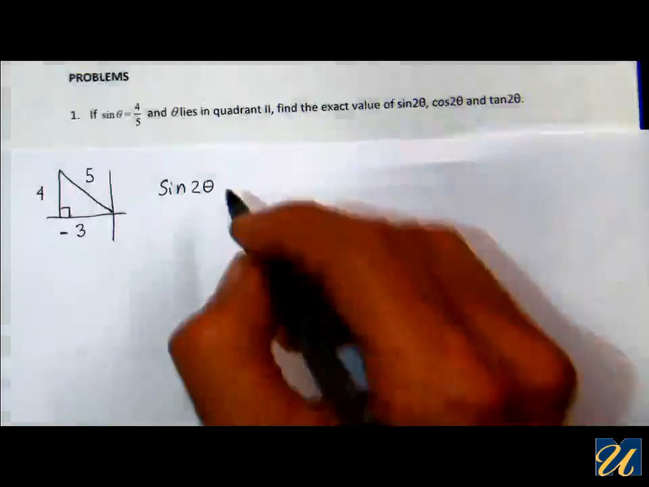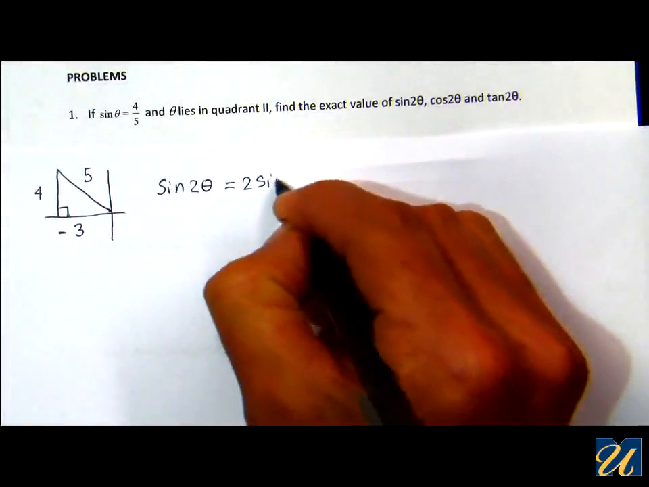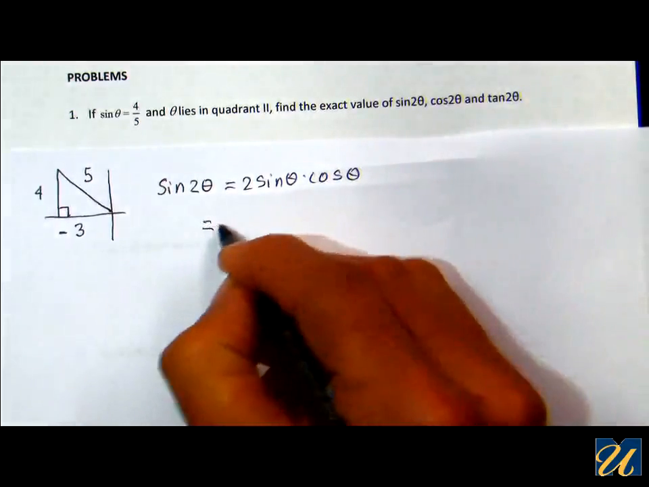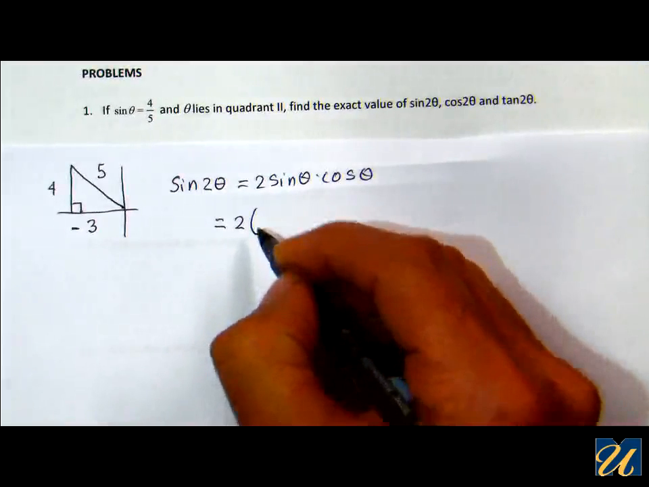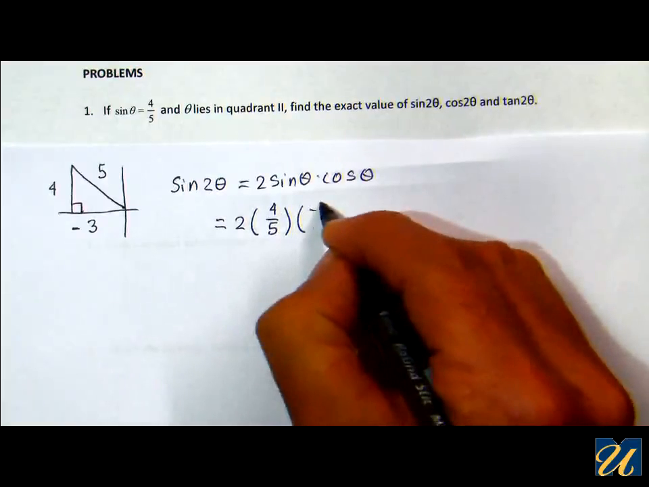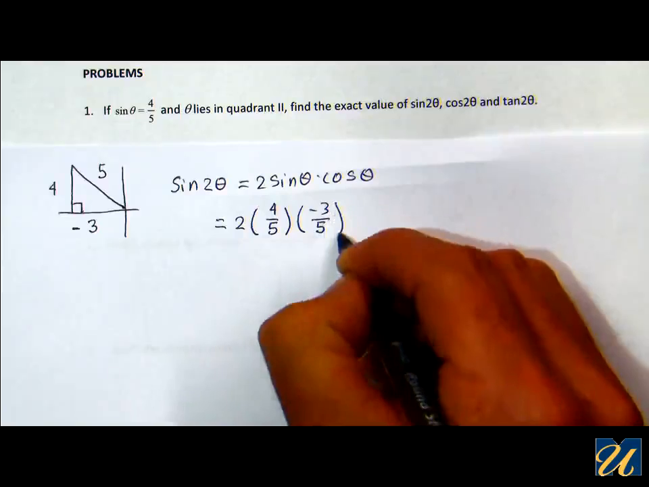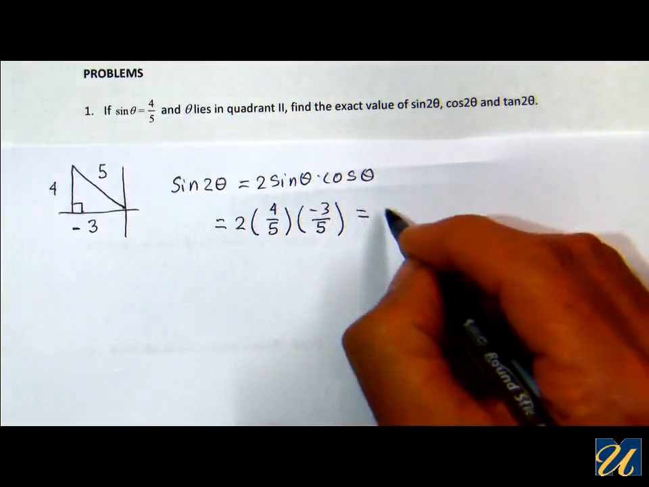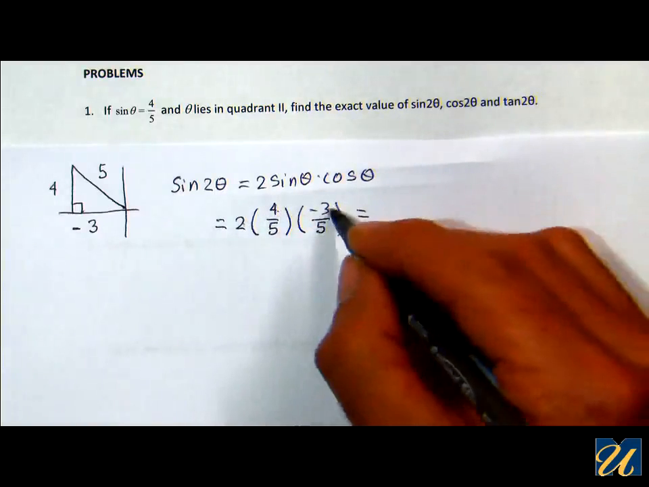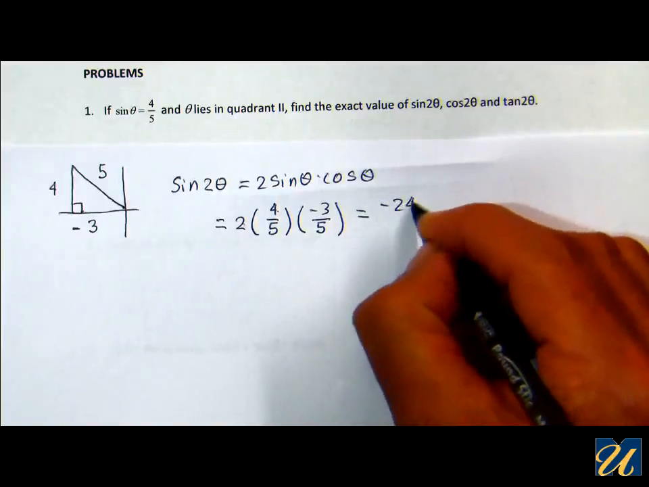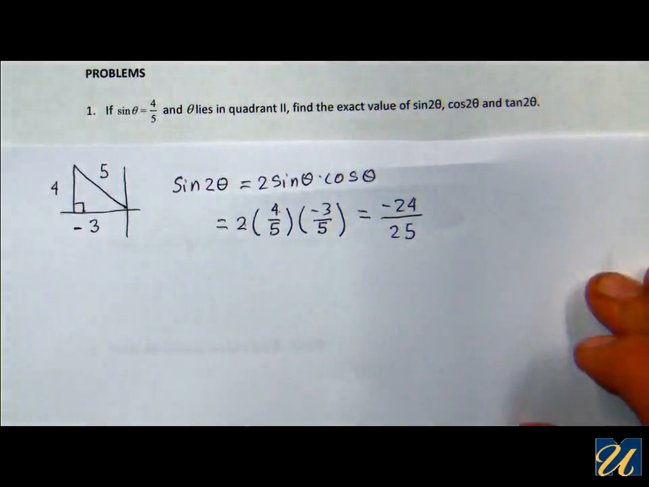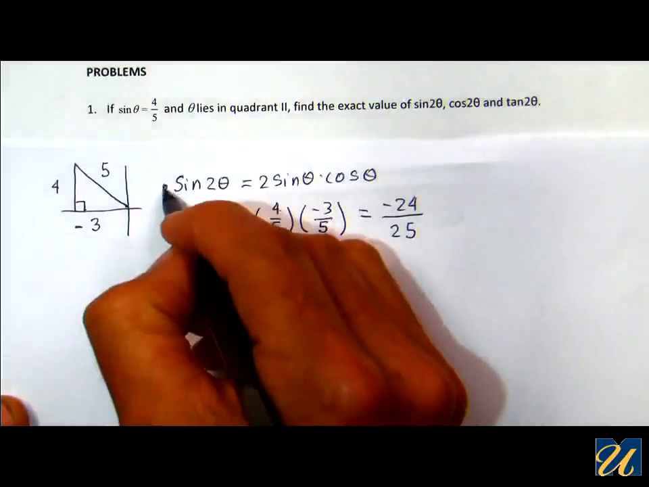So let's put that up there. 2 sine theta cosine theta. Now use your triangle to get those values. The sine of theta, opposite over hypotenuse. The cosine of theta, adjacent over hypotenuse. Now just work out that arithmetic. So you have 2 over 1 times 4 is 8, times negative 3 is negative 24, and 5 times 5 is 25. So that's the value of sine 2 theta. That's the first one being asked for.